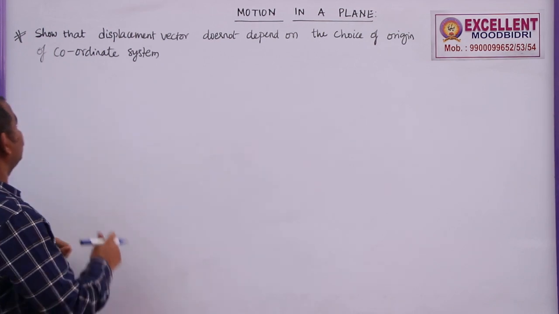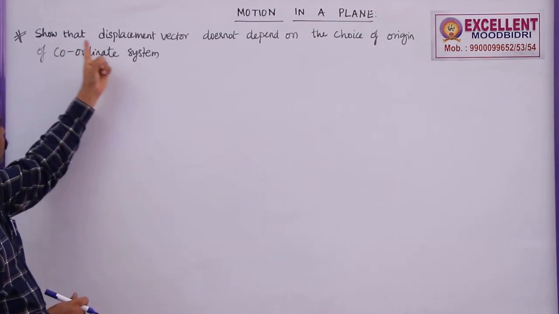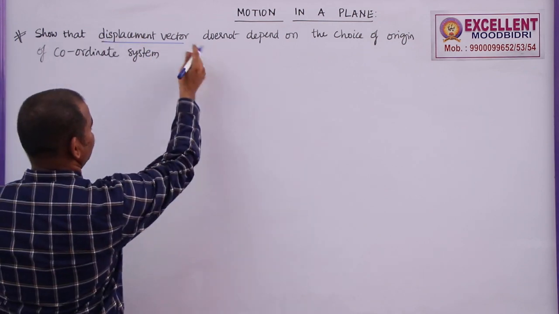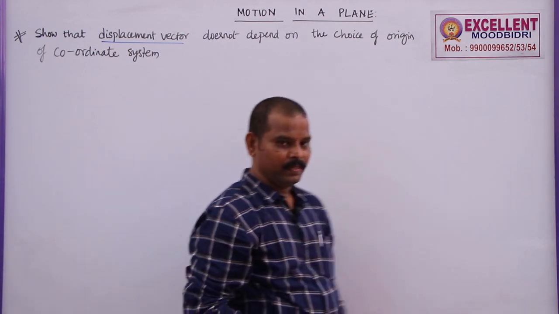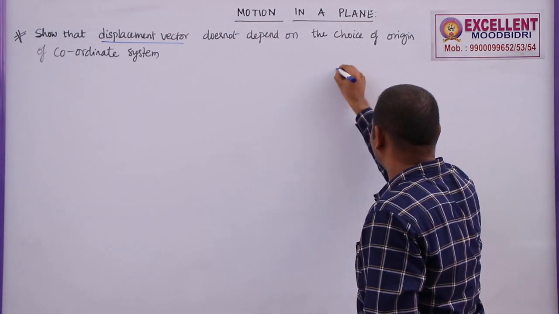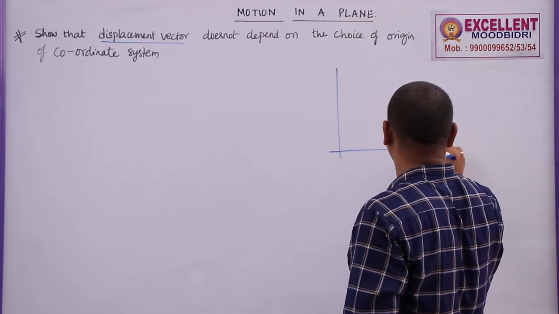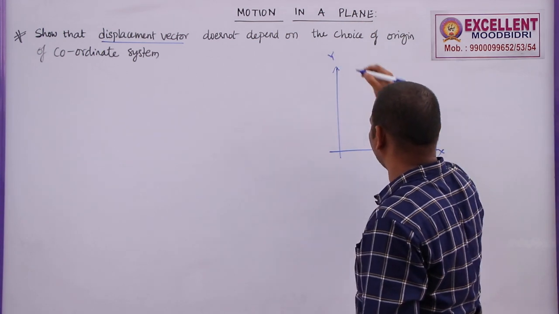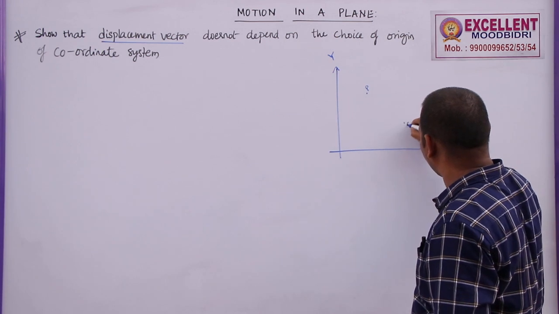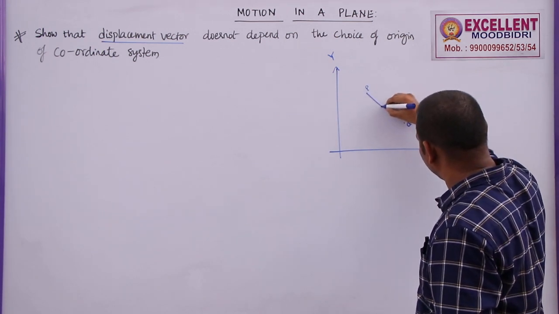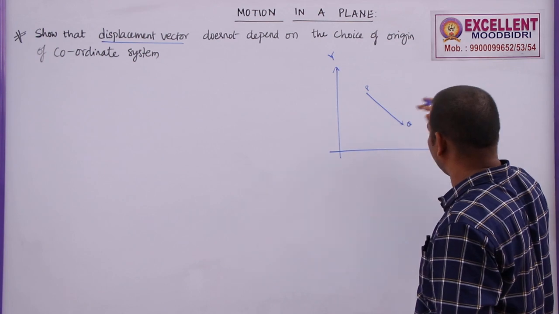Here a question is given such that show that the displacement vector does not depend upon the choice of the origin of the coordinate system. Now, let me take the displacement of a particle in a coordinate system. This is x, y, and the particle has started from P, moved to point Q. So, this is the displacement vector between P and Q.